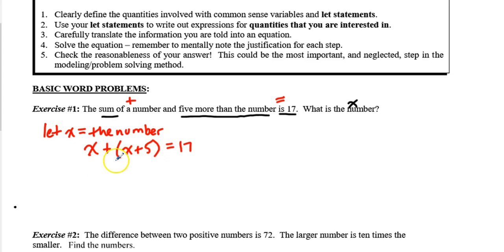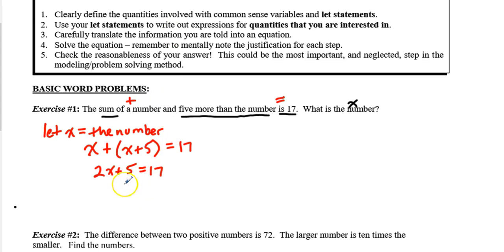Okay, so now we just need to solve this equation. So really, those parentheses don't mean anything at this point because there's no coefficient. There's no number to be distributed. There's no negative sign. So let's just combine like terms. So we have 2x plus 5. And why don't you see if you can solve it from there? So pause the recording, solve for x, play the recording when you're ready.